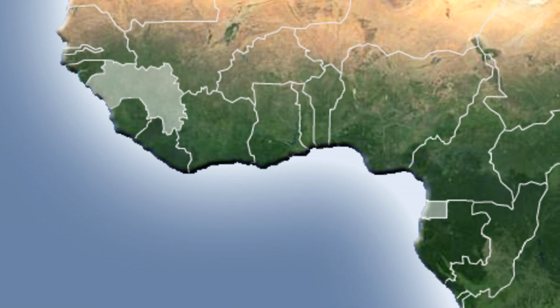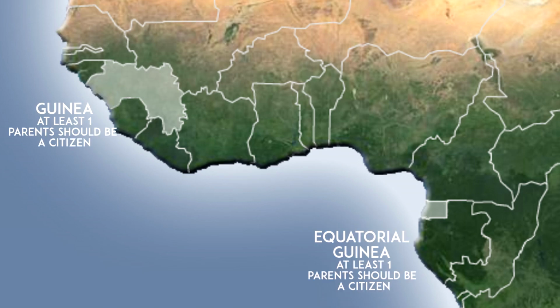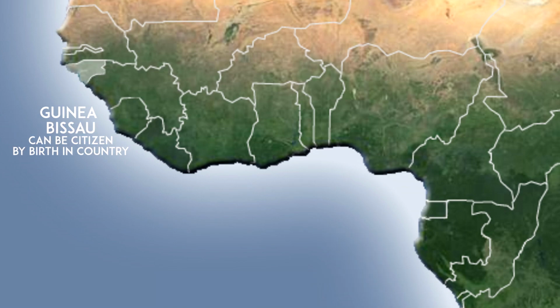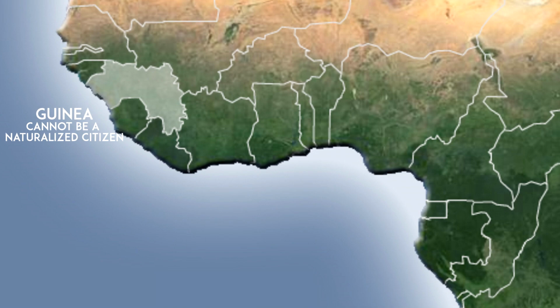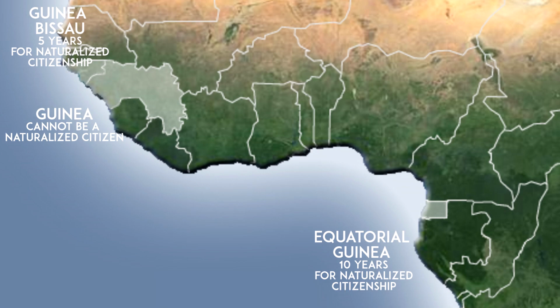You cannot be a Guinean or an Equatorial Guinean by birth in these countries. However, you can become a citizen of Guinea-Bissau by birth in the country. You cannot be a citizen of Guinea no matter how long you live there, but you need to live in Guinea-Bissau for 5 years and Equatorial Guinea for 10 years to become a naturalized citizen.